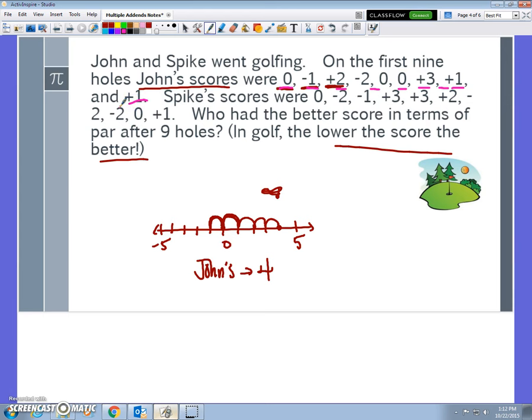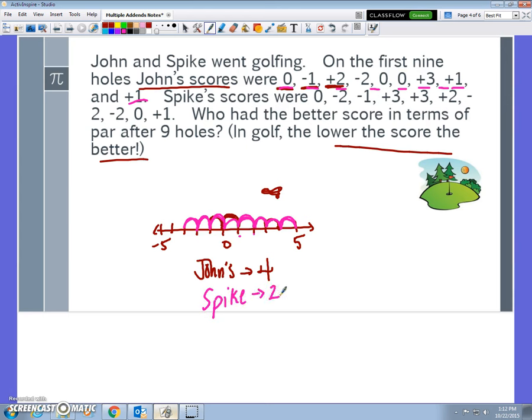Spike's turn, and we're going to go in pink with Spike. Spike started at 0 right here, and he went back 2, and then he went down another. He got a negative 1, so birdie, and up 3. So he's back where he started at 0, and up 3 more, and then up 2 more, and then back 2, and then back 2 again. Then he didn't move, then he went up 1, so it looks like John was 2, or sorry, Spike was 2.